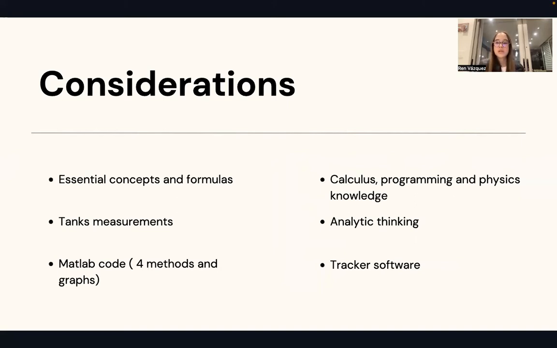Then we also needed to have the tanks measurement. We also needed to consider the MATLAB code, and we use four methods and graphs. The four methods are the middle point, the trapezoid, the right side, and the left side approximations. We also use calculus, programming, and physics knowledge. We also needed to use analytic thinking, and lastly but not least important, we use the Tracker software in order to get all of our experimental data.